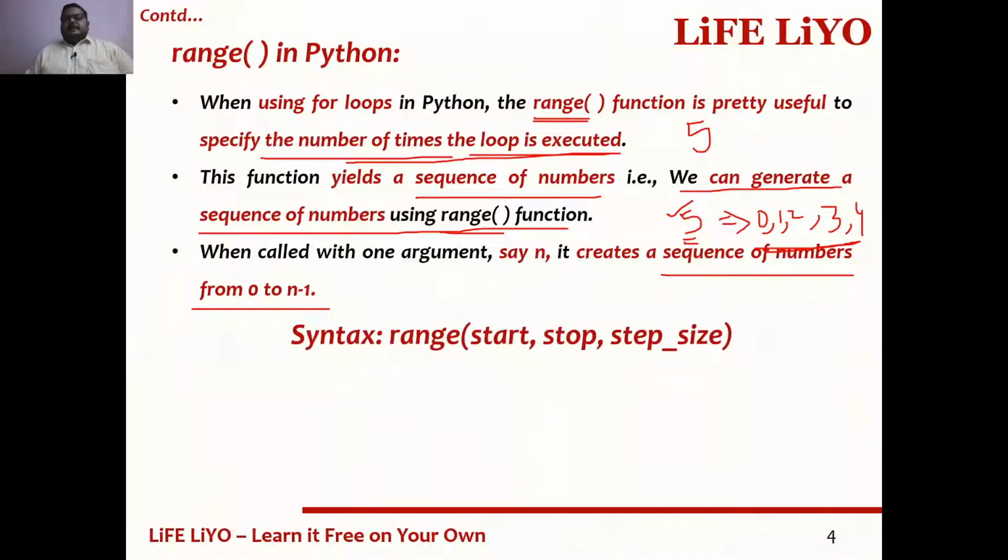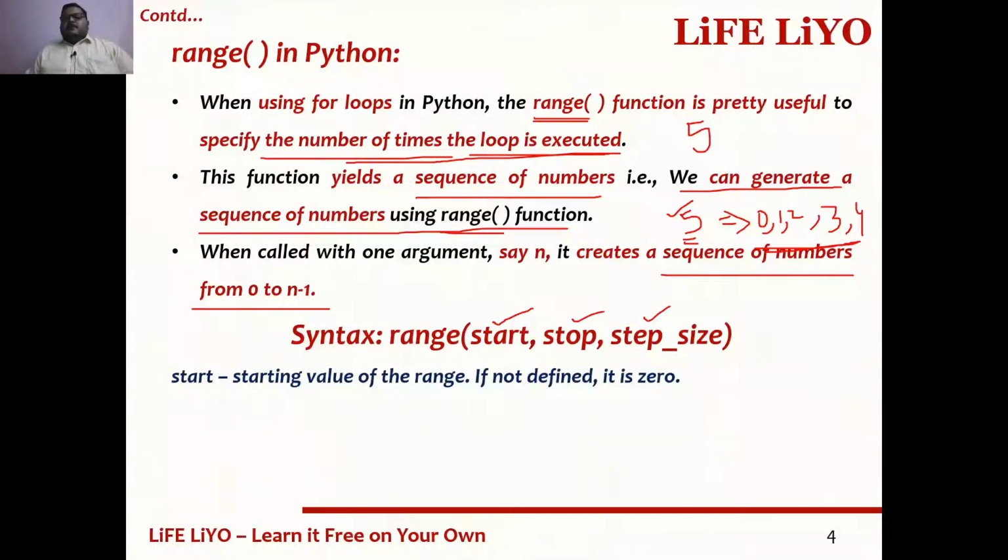Syntax: range follows three parameters, that is start, stop and step size. Start, stop and step size are the most important ones. What is start? Start means the starting value of the range. It is an optional one. If you do not define the start, by default it is going to consider it as 0.